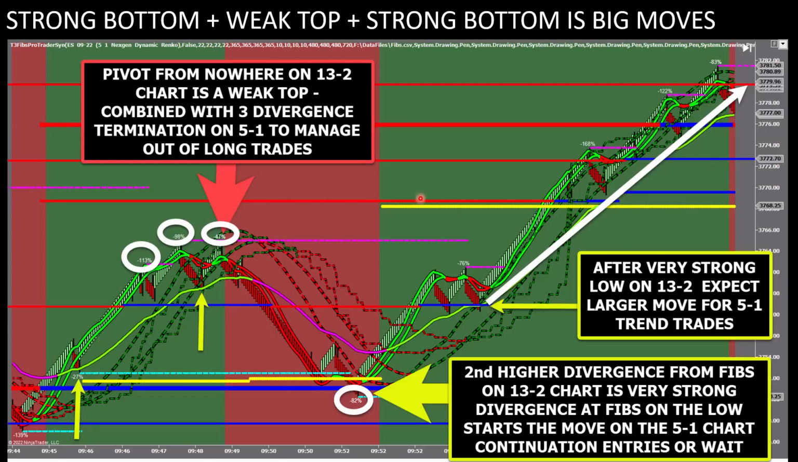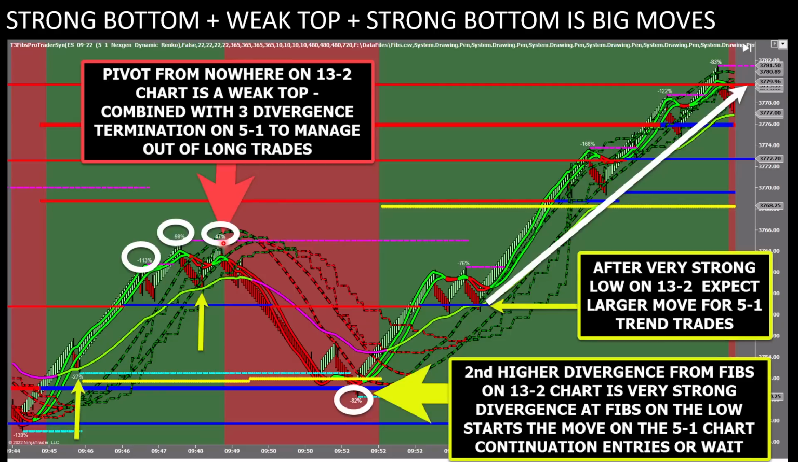Right? This is the 5-1 chart of the same thing we were just looking at. So remember we talked about the 5-1 chart can cause a pivot from nowhere to happen. And this is where it's really important to see the multiple divergences and the charts changing colors and the trigger lines rolling over so you don't stay overly committed to long trades, right? With a great bottom, you may be more assertive, you may take a trade. It doesn't matter. That's not what we're talking about. We're talking about managing out of a long trade.